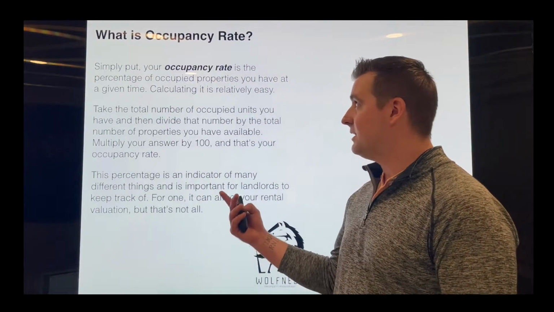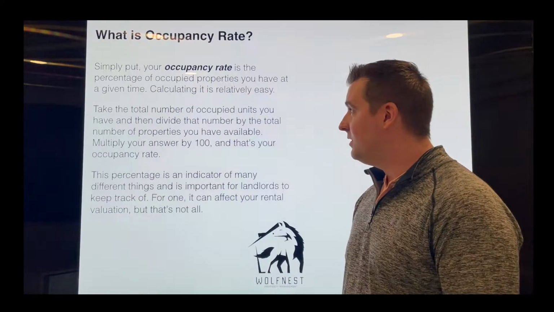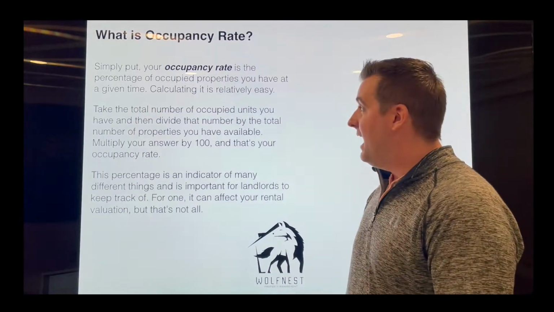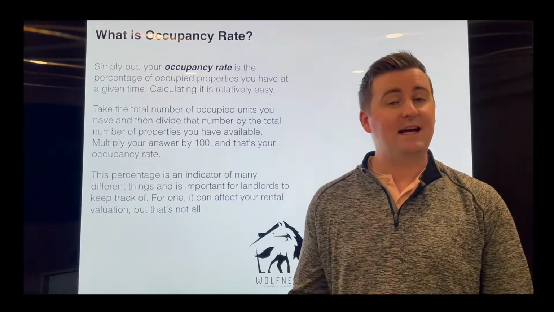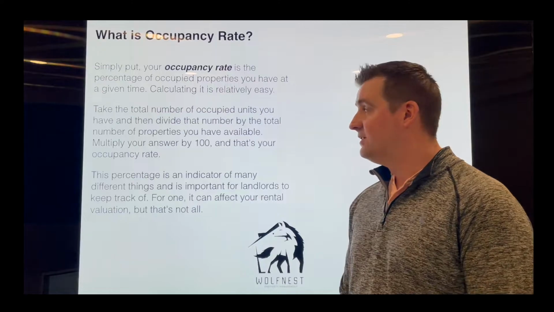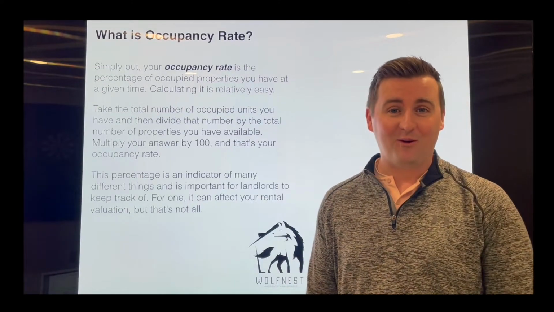So here's a quick breakdown. Take the total number of occupied units, divide that by the number of properties you have available, and then multiply that by 100, and there's your occupancy rate. It's pretty straightforward.